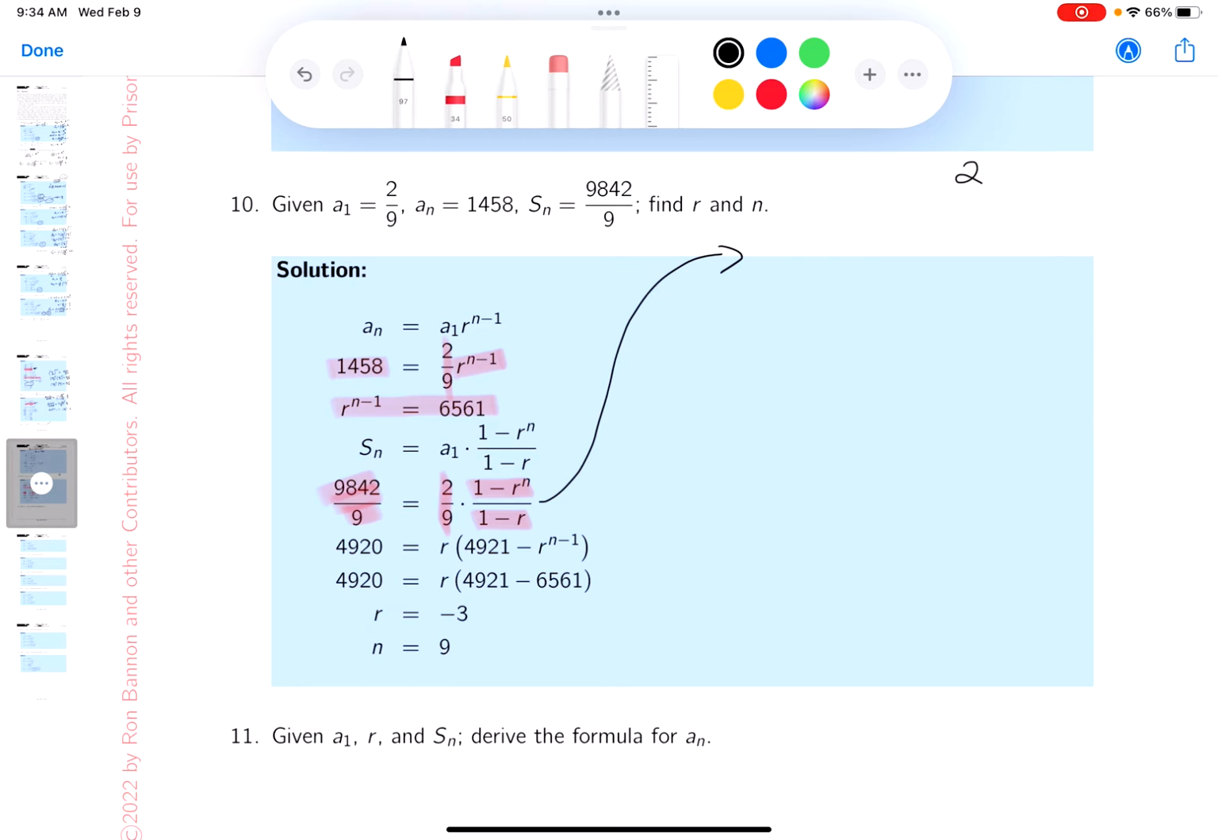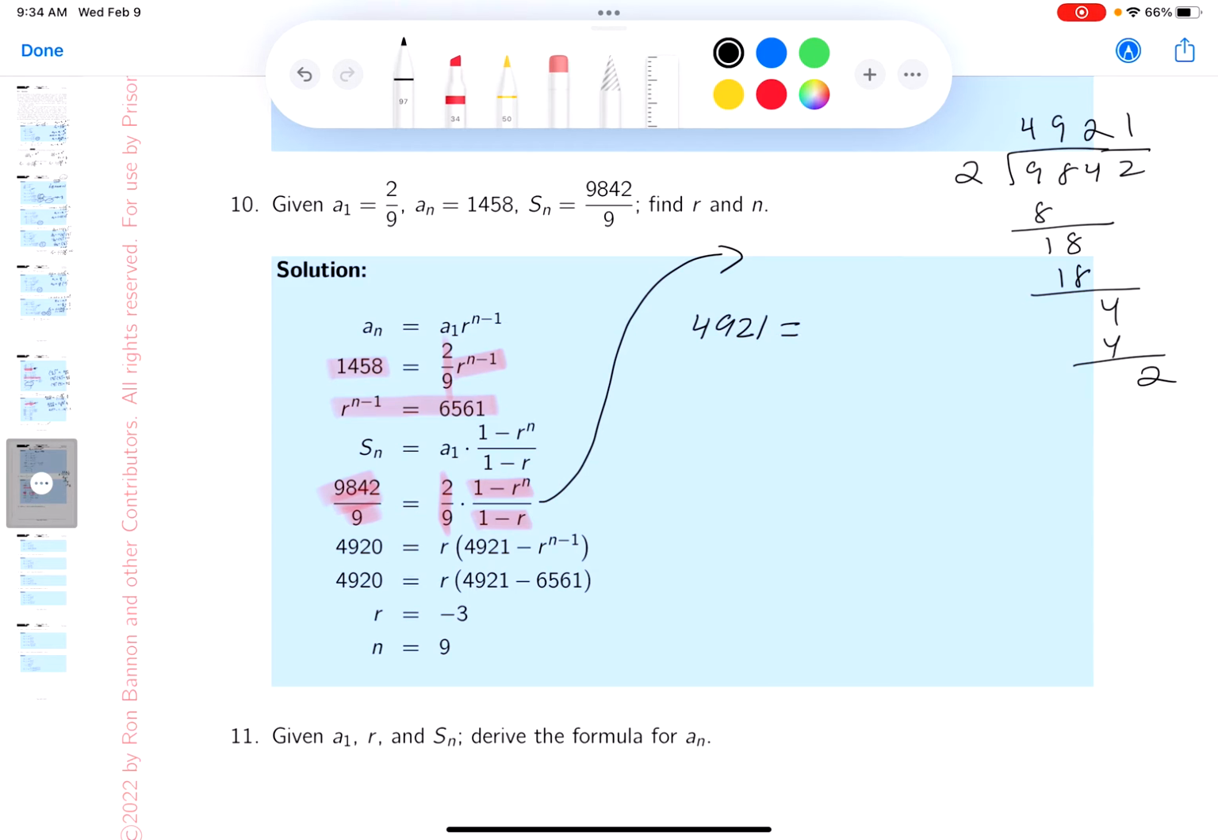So 2 into 9, 8, 4, 2. Let's do that. What do you get? Well, let's see. You would get 4. That gives you 8. 1, 8. That gives you 9. 1, 8. 4. That gives you 2. 4. 2 gives you 1. So I'm going to write that down. You would get 4,921.